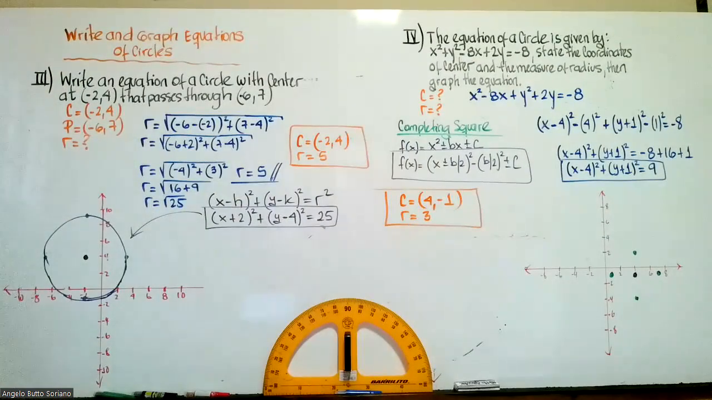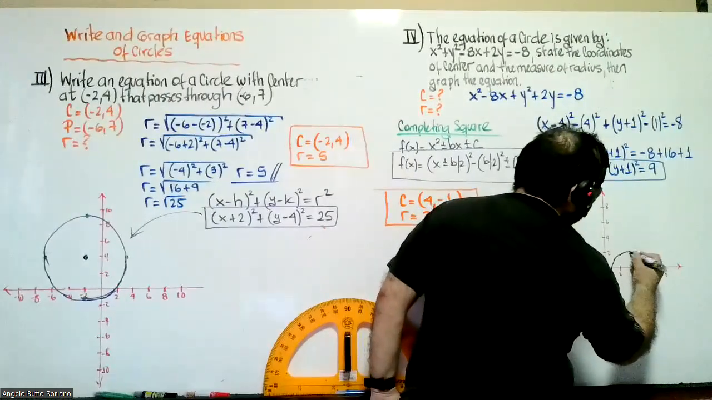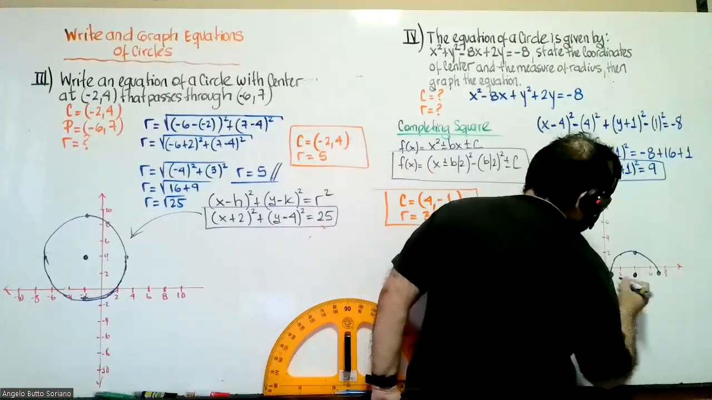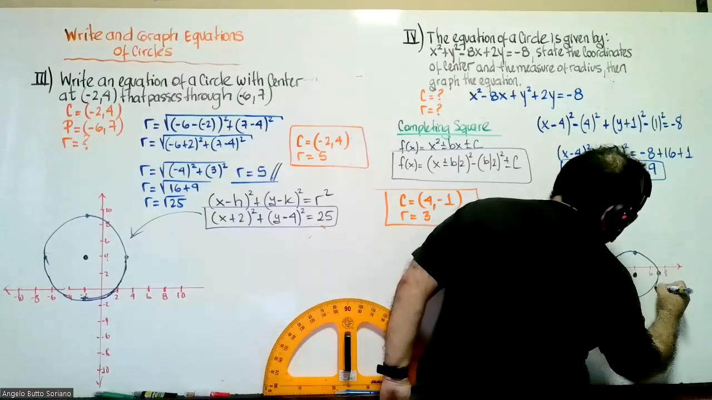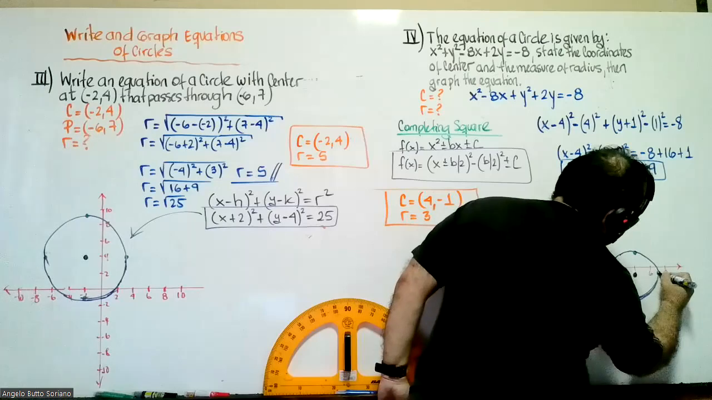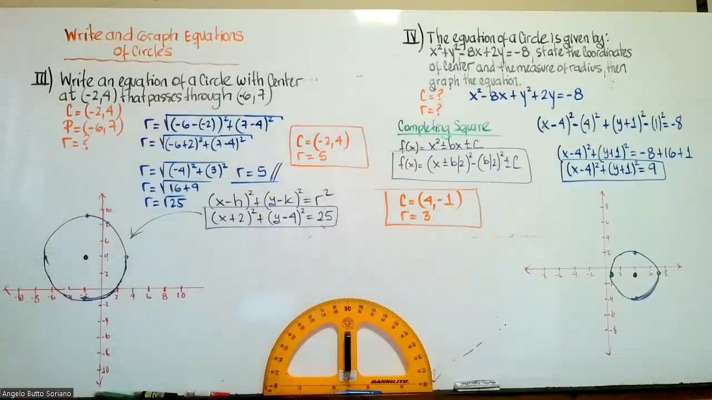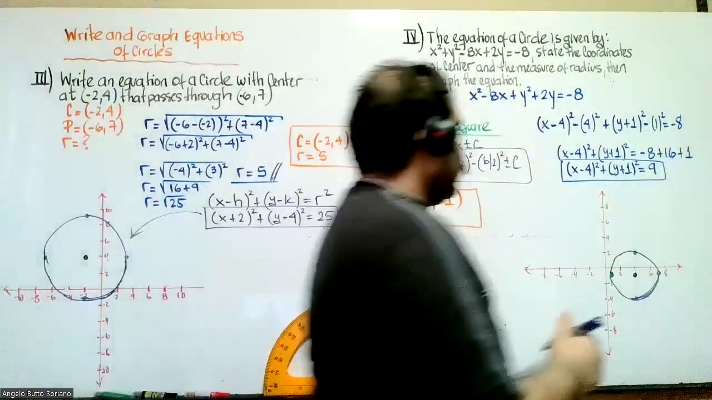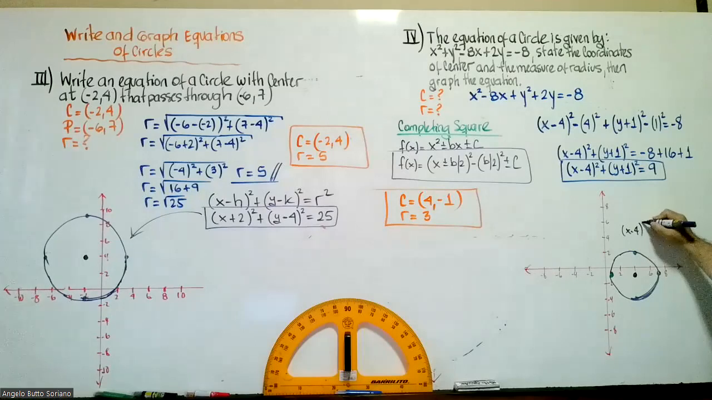Finally, we can join those points and we have the graph of the circle. I know you can do it better than me. Well, basically this is the equation of the circle given by (x - 4) to the second power plus (y + 1) to the second power equals 9 units.